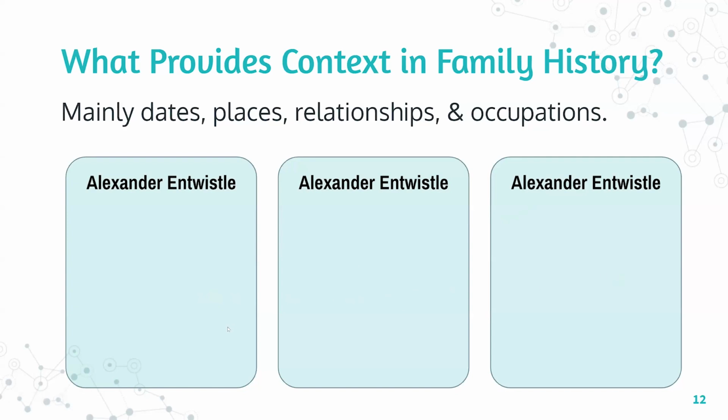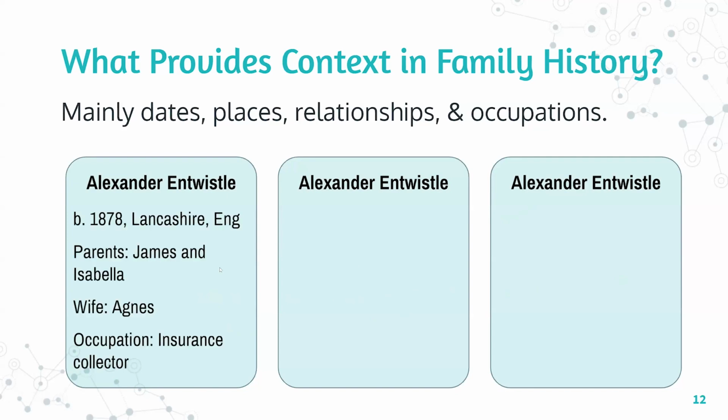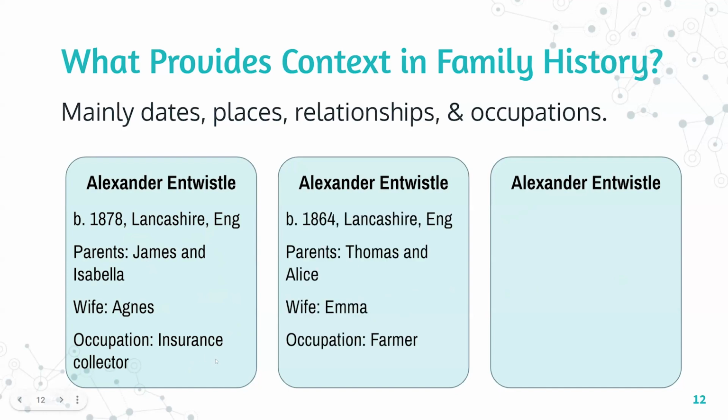But now let's add some context. Okay, here's Alexander number 1. He's born in 78 in Lancashire. His parents are James and Isabella. He married a woman named Agnes, and he is an insurance collector. So we've got some good context on him. Let's look at the next guy.